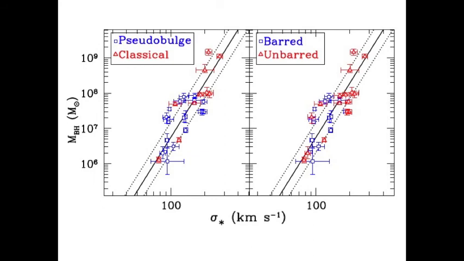To look for a possible morphological dependence in the relation, we also divided the sample by whether or not the galaxy is expected to host a pseudobulge or a classical bulge, as well as whether or not the galaxies host a bar. We see no evidence for an offset in galaxies with suspected pseudobulges or bars.